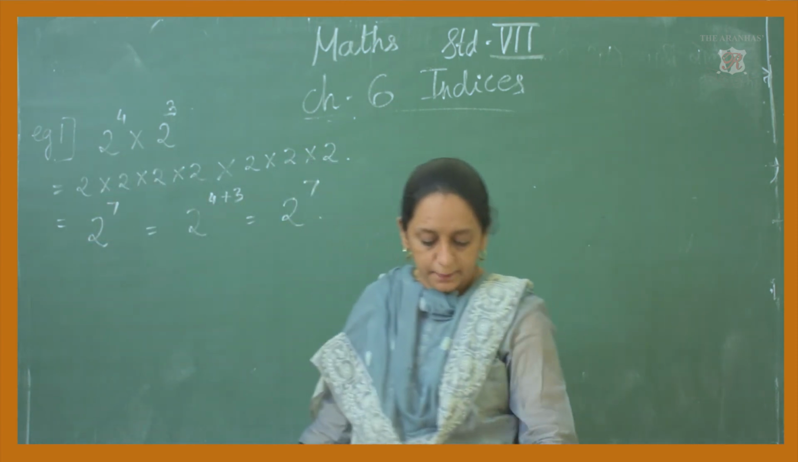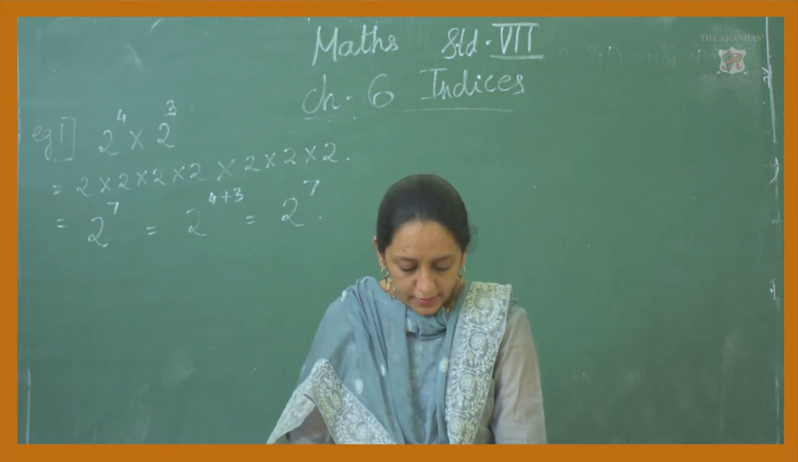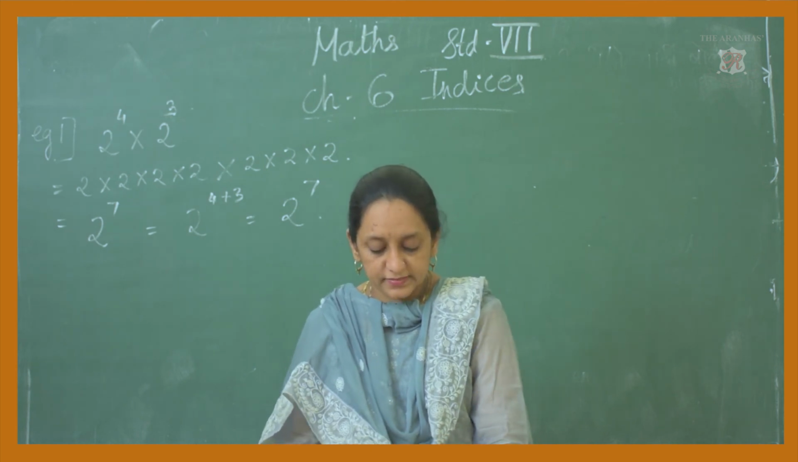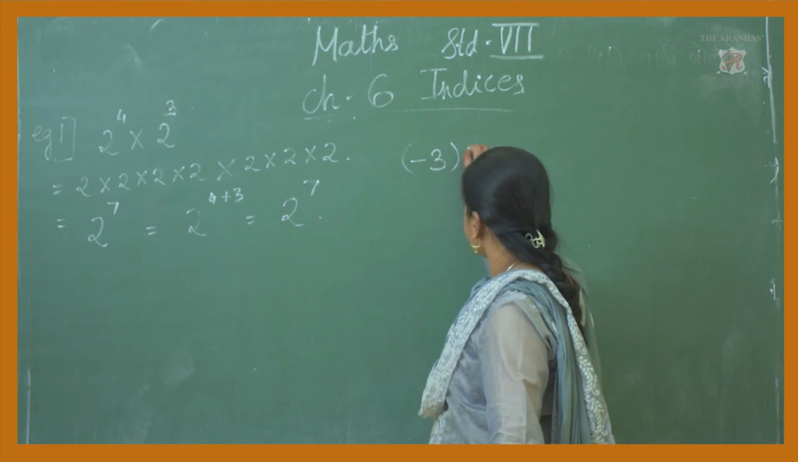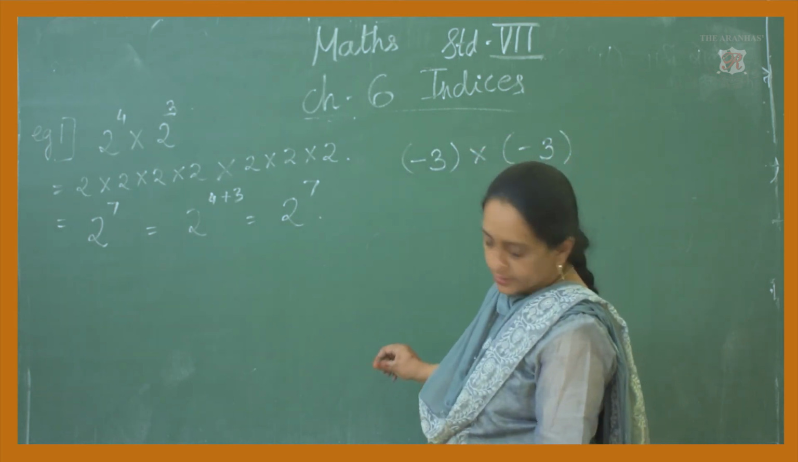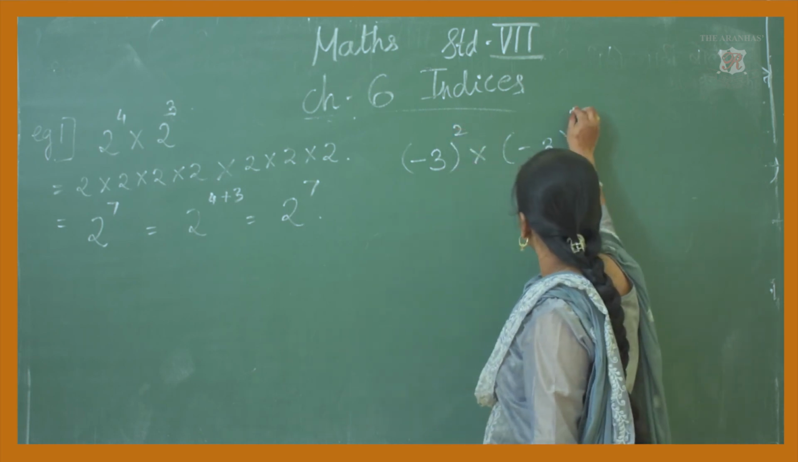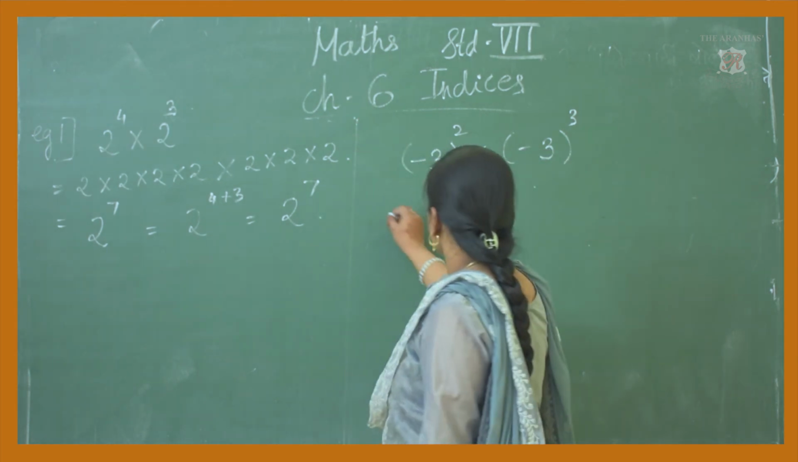They have given the second example. Minus 3 raised to 2 multiplied by minus 3 raised to 3. See here you can see the base is the same. The base is minus 3 in both the places. But the index is different. The indices are 2 and 3. So what can you do?